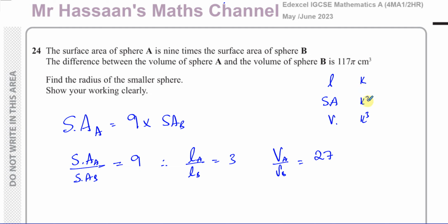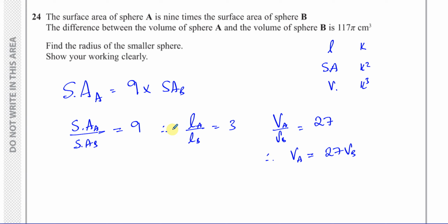So if you want to find the ratio of the lengths, you square root the ratio of the areas. If you want to find the ratio of the volumes, you cube the ratio of the lengths. So I know that the volume of sphere A is 27 times the volume of sphere B. Now they've told us the difference between the volumes is 117 pi centimeters cubed. So the volume of A minus the volume of B is going to be 117 pi centimeters cubed. And I know that the volume of A is 27 times the volume of B.